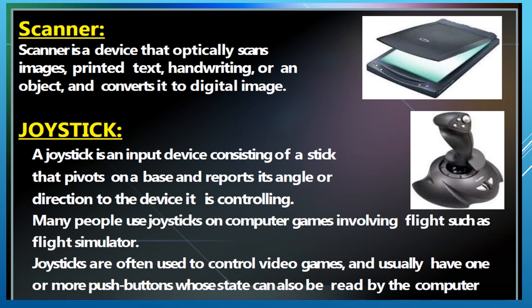Next is joystick. Where do we use a joystick? Basically we use a joystick at the time of playing some games. A joystick is an input device consisting of a stick that pivots on a base and reports its angle or direction to the device it is controlling. Many people use joysticks on computer games involving flight, such as flight simulator. Joysticks are often used to control video games and usually have one or more push buttons whose state can also be read by the computer.